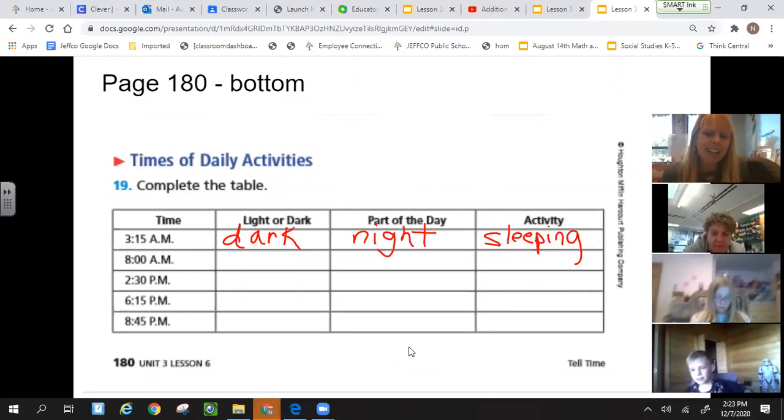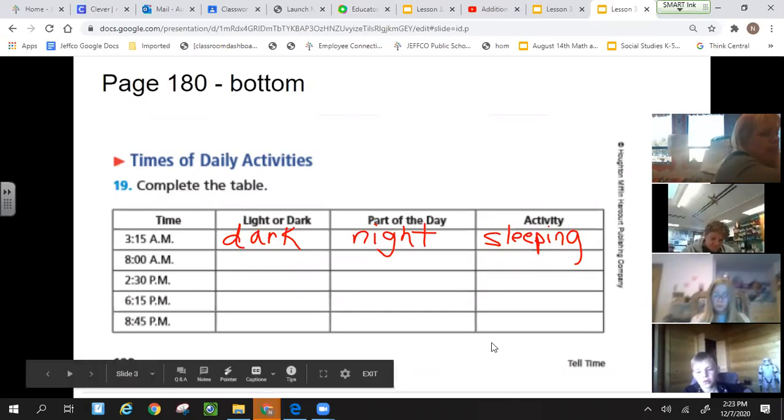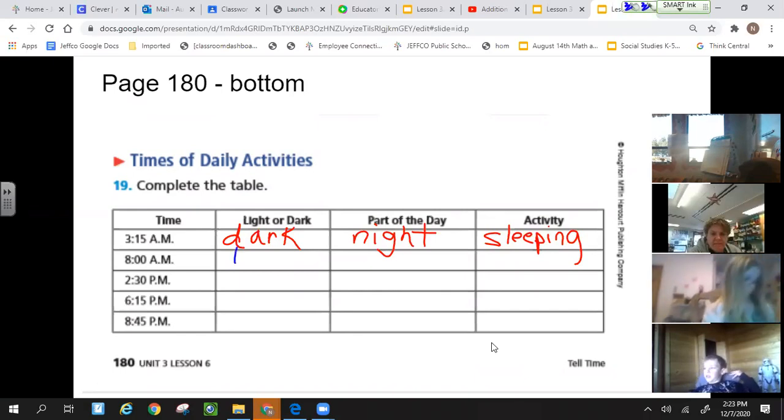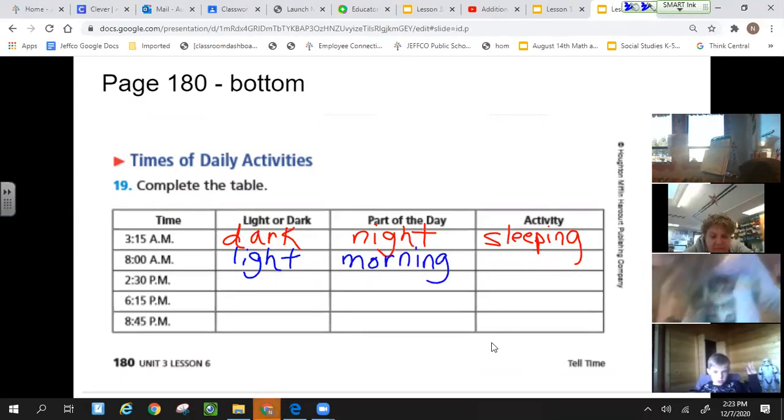All right, 8 o'clock a.m. Is that going to be light out or dark out? Let's see, I'm gonna pull out of my can. How about Marin? Light or dark at 8 o'clock a.m.? Light. How do you know? Because a.m. is the morning. Yeah, 8 o'clock a.m., it's in the morning. What might you be doing, Marin, at 8 o'clock a.m.? What's an activity you do at 8 o'clock a.m.? Maybe eating breakfast. Yeah, breakfast.